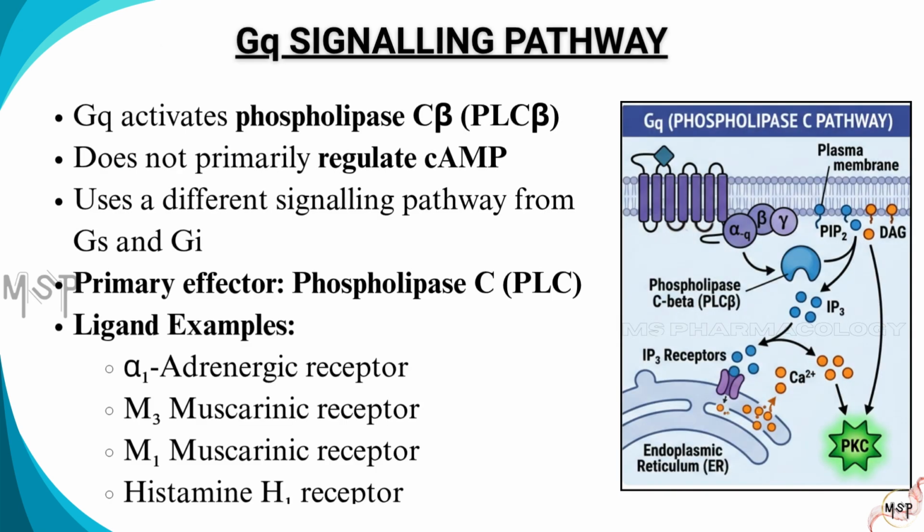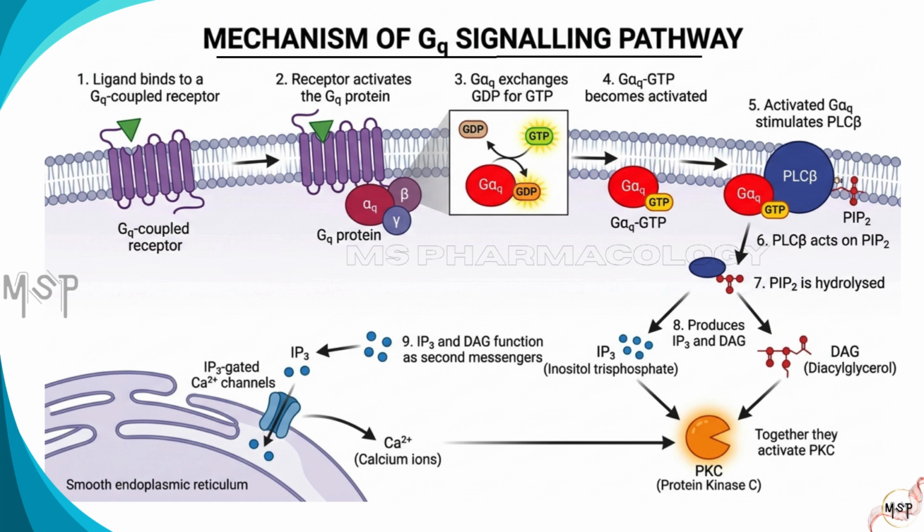The third major pathway, Gq, introduces an entirely different signaling strategy. Unlike Gs and Gi, Gq does not primarily regulate adenylyl cyclase or cyclic AMP production. Instead, it activates a different effector enzyme, phospholipase C-beta. Next is the mechanism of Gq signaling.